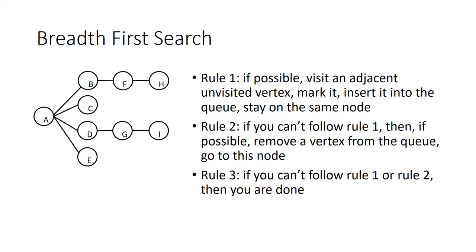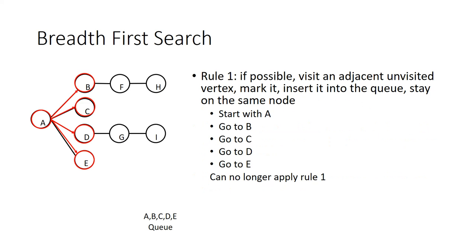When that happens, I go to Rule 2, and Rule 2 says that if I'm out of places to go based on Rule 1, I take a vertex out of the queue. A minute ago we took it off the stack, but we're going to take it out of the queue. We're going to go to that node, and we're going to try going back to Rule 1 from that place and see how it works. Eventually, if where we are has no unvisited places and there's nothing left on the queue, then we're done and we've covered the whole graph. So let's walk through it.